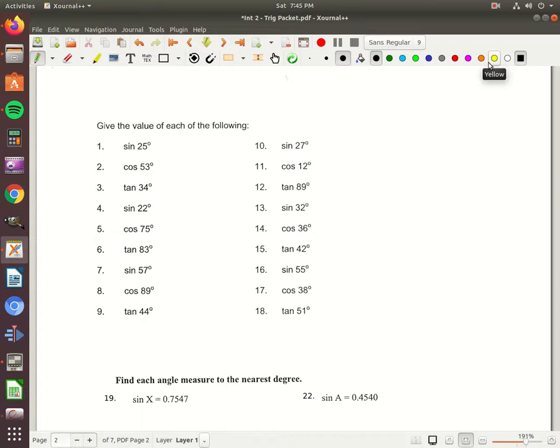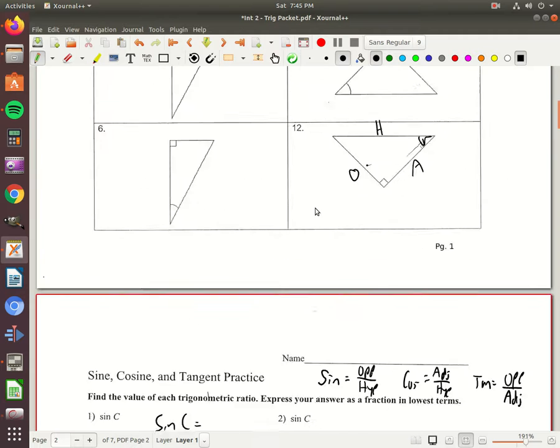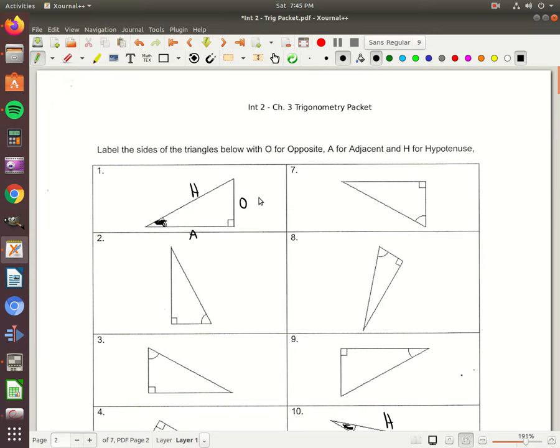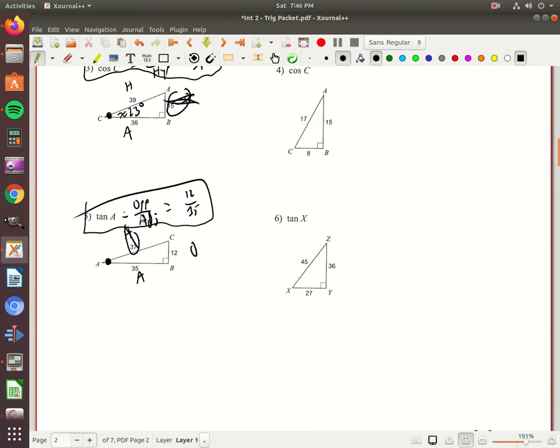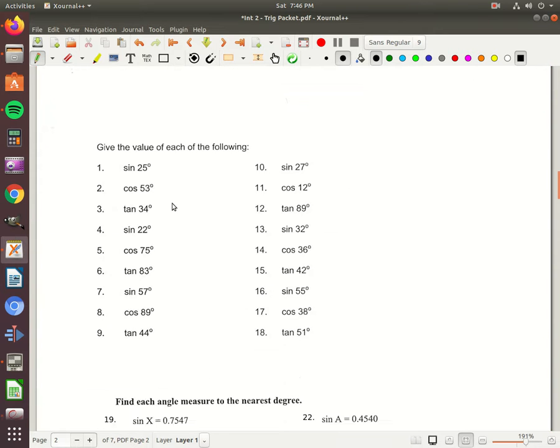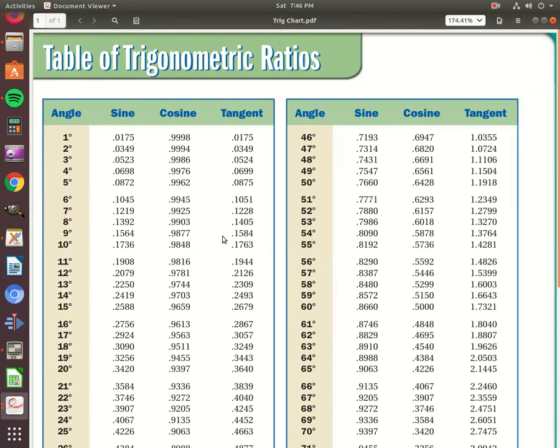Packet page 3. In Trig Packet page 3, what we're going to do is begin to figure out how to get these ratios and what these ratios actually mean. Again, if we go back through the beginning, we figured out which side was the opposite, which side was the adjacent, which side was the hypotenuse. We use that to figure out if we were looking at sine, cosine, or tangent because they have different ratios. Now we're going to use those ratios and this chart that we have, and we're going to see how to match up the angles with the ratios, or if we have a ratio, how to match it with an angle.